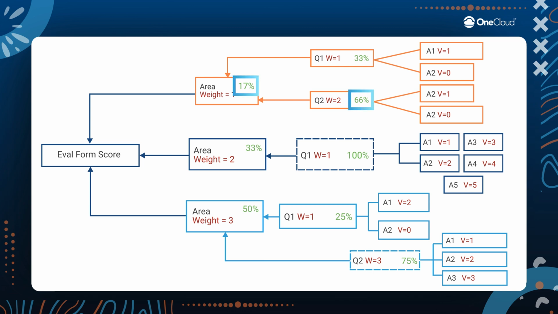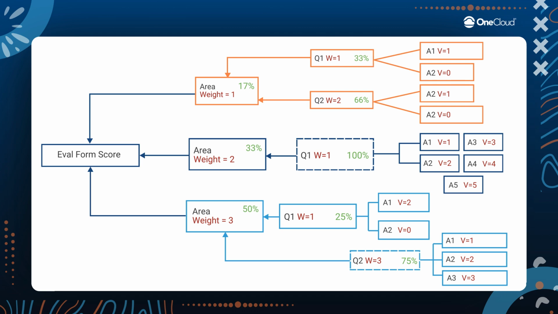The green percentages in each box represent the share of weight that each area or question carries in its respective layer. Area 3 has a weight of 3 out of the total combined weight of 6, so it counts for 50% of the total area score. Likewise, question 1 in Area 1 has a weight of 1 out of the total weight of 3 between the 2 questions. Thus, question 1 counts for 33% of the weight within Area 1.